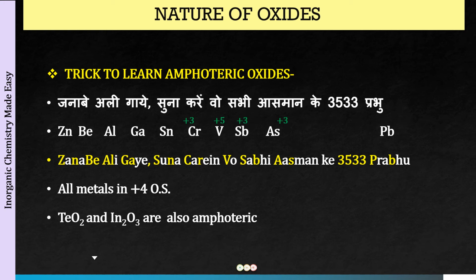And if you have learned this, then it is going to be very easy for you to tell which ones will be basic oxides and which ones will be acidic oxides. So I am going to now show you two tables, one for the S and the P block elements and one for the D block elements, and just try to put this concept over there.